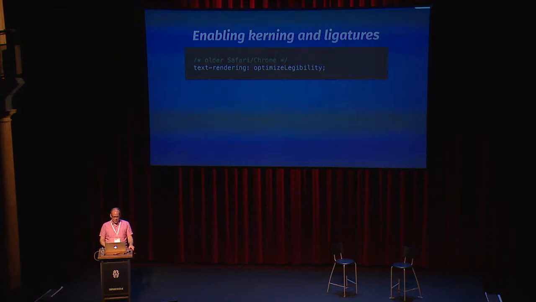But as authors, we can still go ahead and enable kerning and ligatures. But since it's not on by default, this is something you have to do explicitly. So for older browsers, for older Safari and all versions of Chrome, you can use this text rendering property. This is an old property that came originally from SVG.